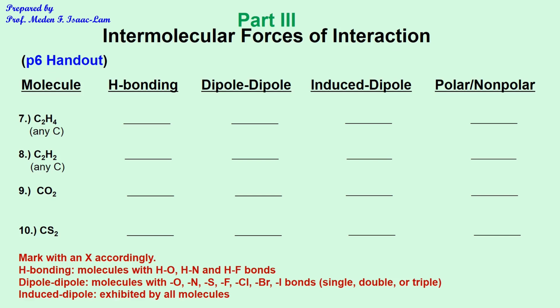And C2H4, if you refer back to that Lewis dot structure or the molecular shape, it's going to be planar. So for this one, this doesn't have any H bonding, therefore don't mark it. Does it have a dipole-dipole? No, because the molecule actually doesn't have any O, N, S, F, Cl, Br, or I. But again, all of the examples in this slide, 7, 8, 9, 10, will have induced dipoles. You will have to mark that with an X.